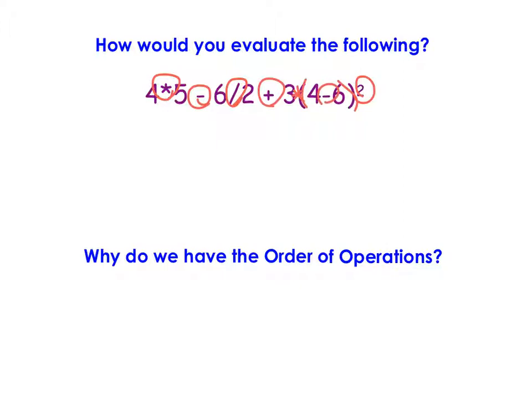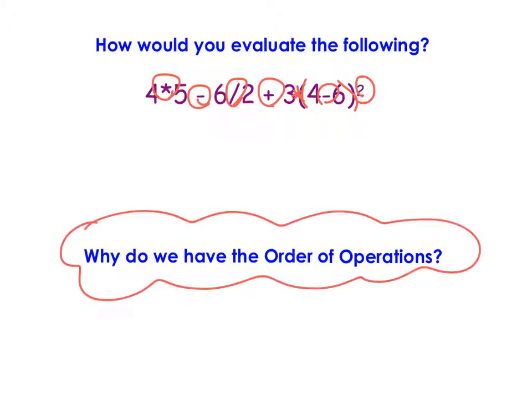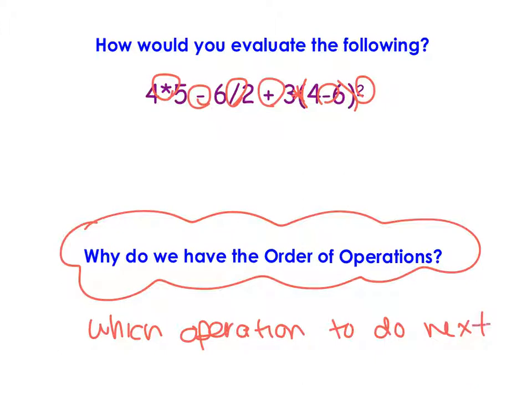And where this gets really tricky is students don't necessarily know where to start, what to do first. And this is the whole reason that the order of operations exists. It exists to tell us which operation to do next. And it gives us a step-by-step process of the exact operation order we should be going through so that we can all remain consistent and solve this same expression and get the exact same answer. Because if we didn't follow the exact same steps, we would get a multitude of different answers.